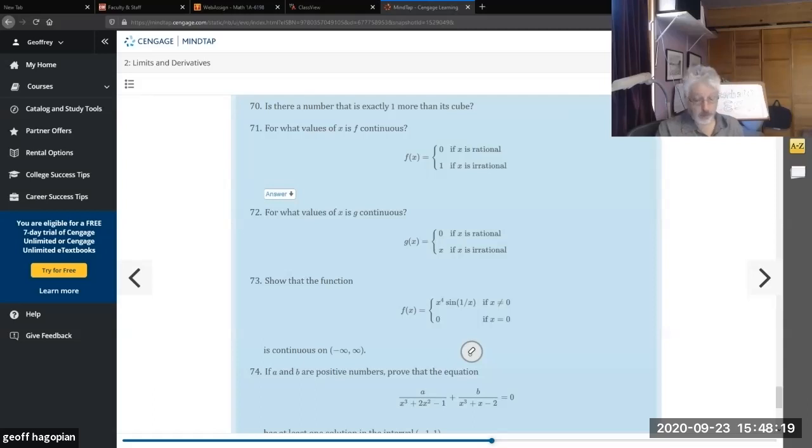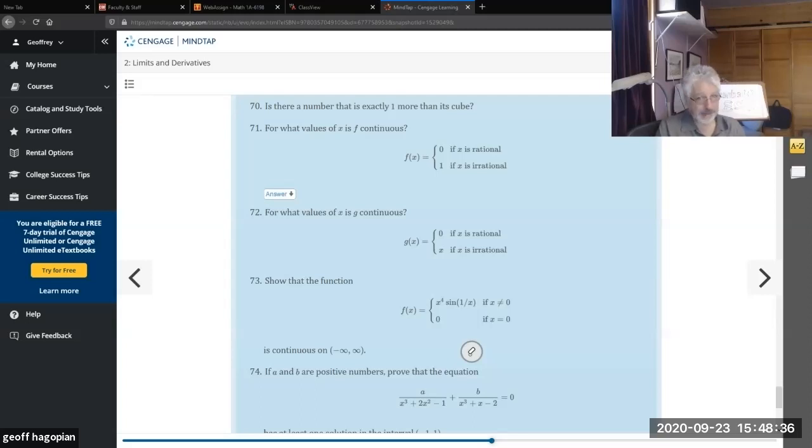However, between any two different irrational numbers, there are infinitely many rationals. And you can reverse that around, right? Between any two rationals, there are infinitely many irrationals. But the irrationals are much more dense.